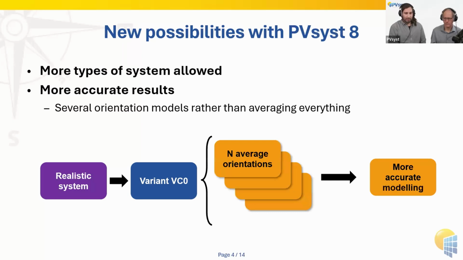The solution was rather simple: simply allow for any number of orientations to be described in a same variant. And so this solves both problems. We can now model both trackers and fixed tilt in the same variant, or different types of fixed tilts and so on. And we can also have a more accurate modeling because each orientation is represented properly in the variant, and so we can use that for the loss modeling.